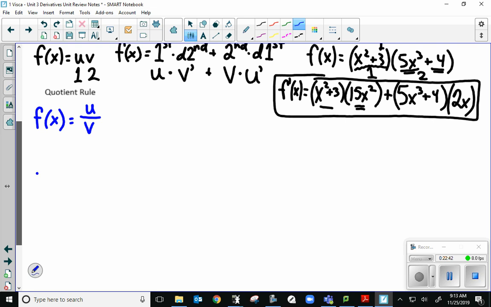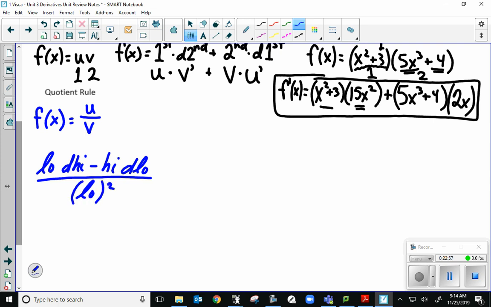It is low d high minus high d low. I draw a line and I square below. You see how that rhymed? Low d high minus high d low. Draw a line and square below. Now, I'll explain this in a minute.